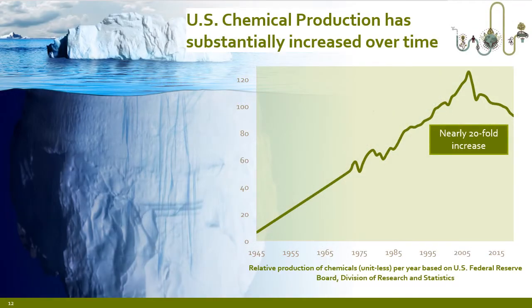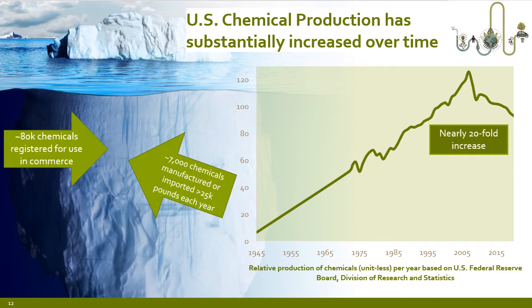One of the reasons why human-made contamination has received so much attention in recent years is that since the mid-1940s, chemical production has increased nearly 20-fold, making more chemicals common in our daily lives. The U.S. Environmental Protection Agency keeps a list of all chemicals manufactured or processed in the United States. And there are currently about 80,000 chemicals registered for use in commerce in the United States. Among these, more than 25,000 pounds, or about 7,000 chemicals, are manufactured or imported to the United States each year.